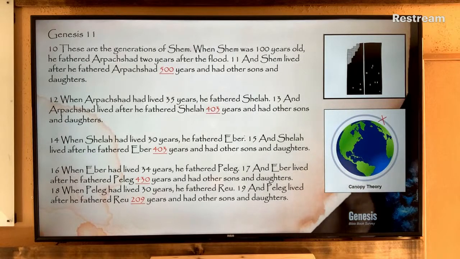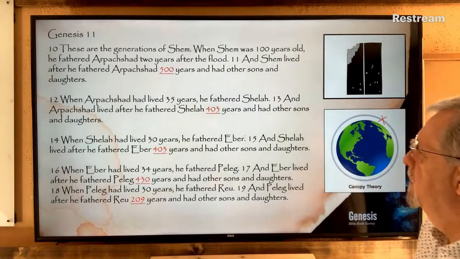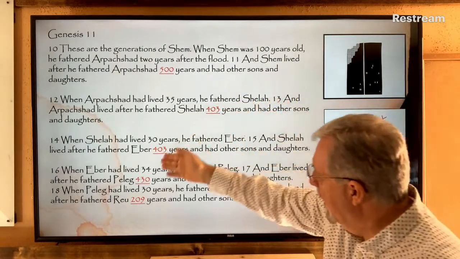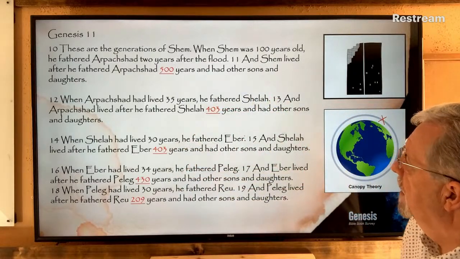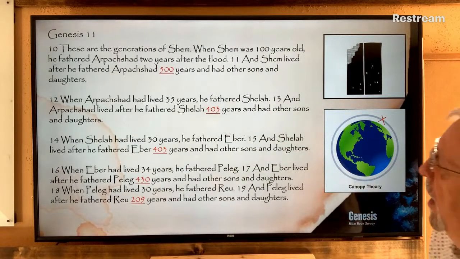When you get into verse 10, we're going to discuss the generations of the sons of Noah again. But we're going to put an emphasis, and you'll notice in red, on the number of years these guys lived after they had their sons and whatever. These are the generations of Shem. When Shem was 100 years old, he fathered Arpachshad.